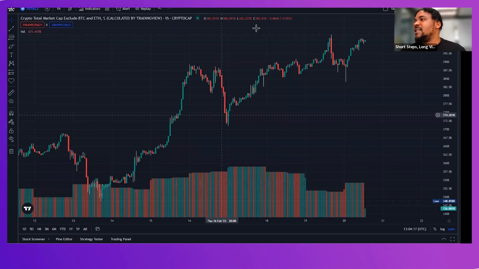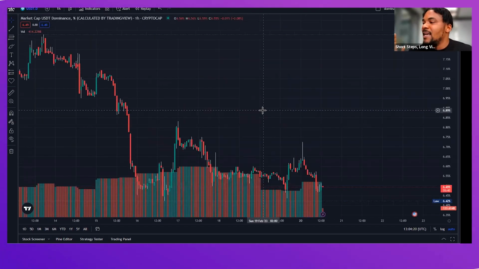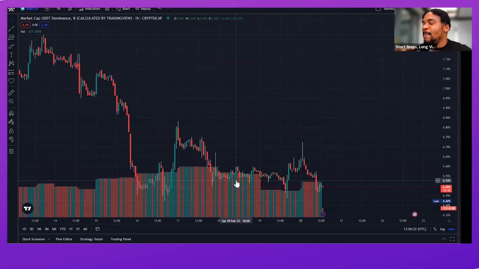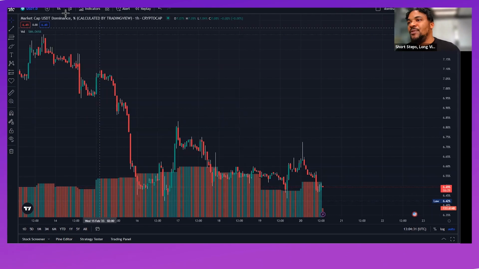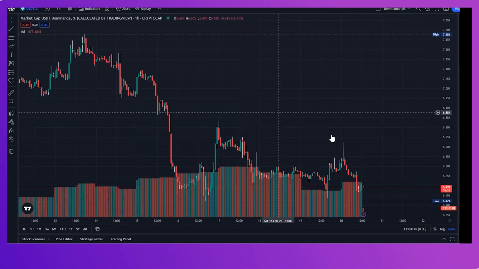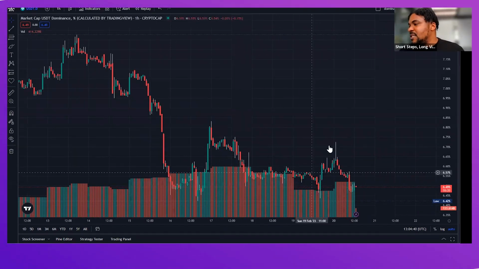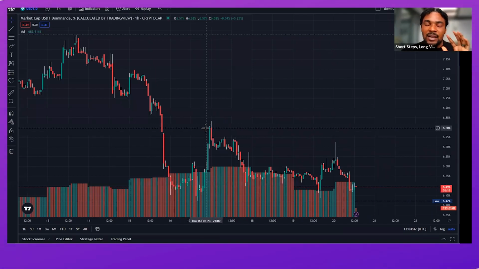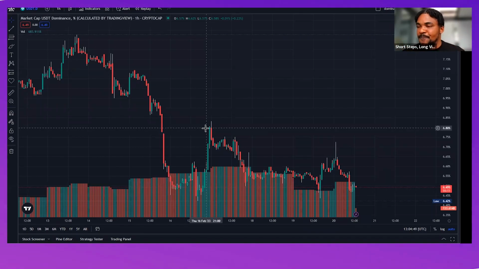So we're going to start with the USDT.D, which shows us where people are putting in money. Are they sending their money back into USDT, or are they taking their money out of USDT? If we look at the chart over here, that happened around this area, and there are spikes around several areas. For all of those spikes, you can identify the cause and effect, which we're going to see.